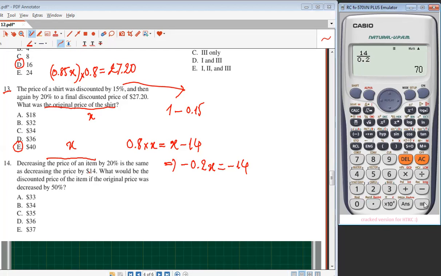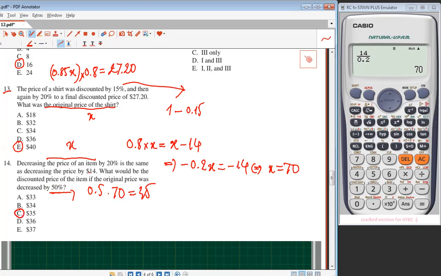It is 70. S equals 70, and discounted by 50%, we take 0.5 times 70, and we have 35. The final result is option C.